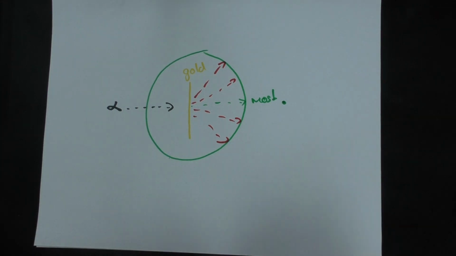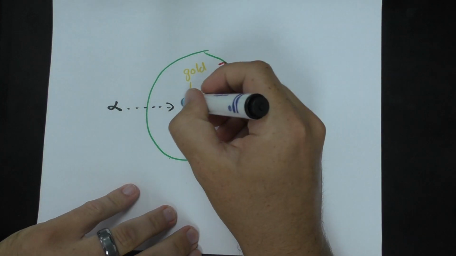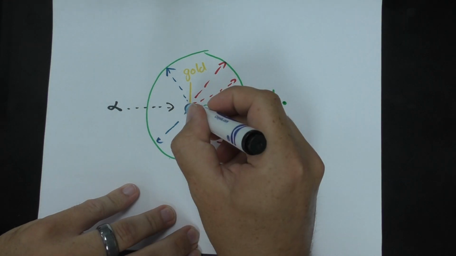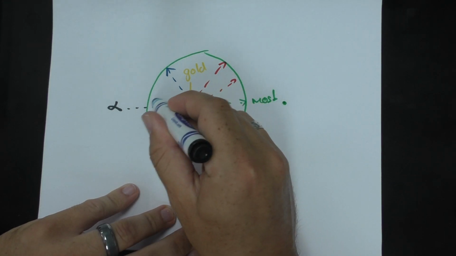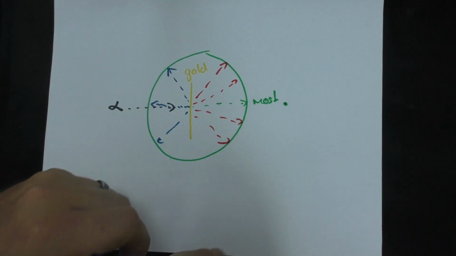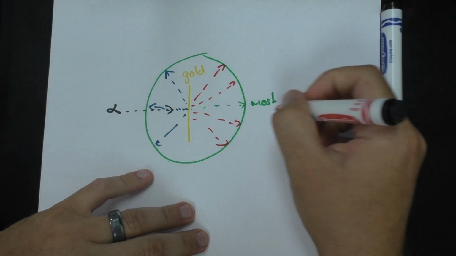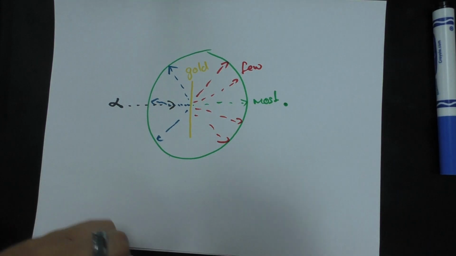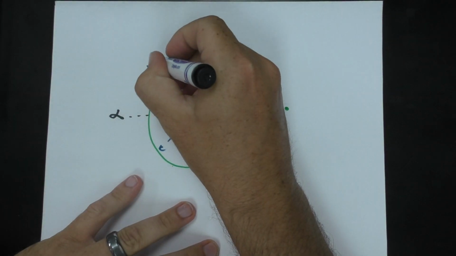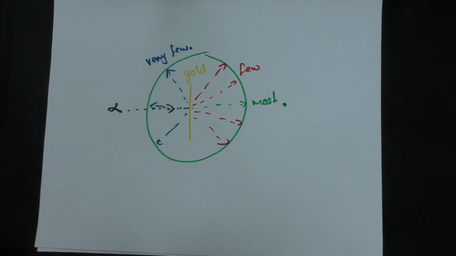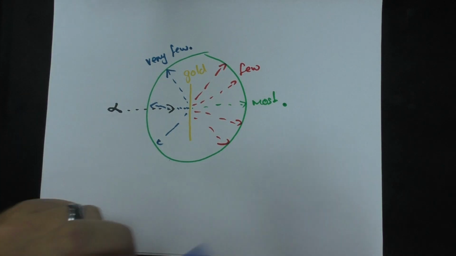But some of them did something even stranger. They did this. And they even bounced directly backwards from where they came. So we have the idea that most of them went straight through, few of them were deviated, and fewer still, very few, bounced back at angles of more than 90 degrees to where the alpha particles were traveling.